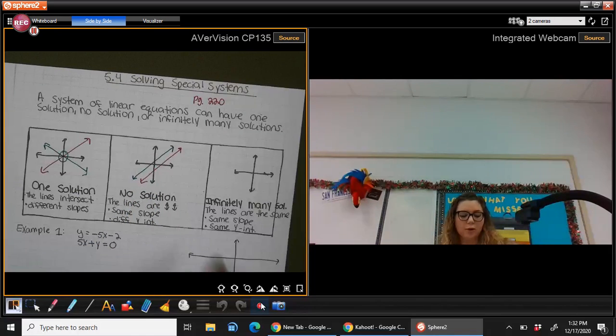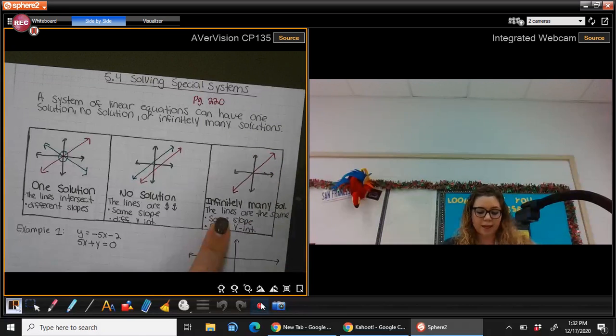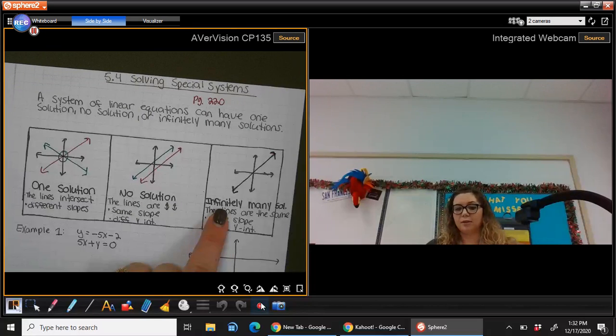Or you can have infinitely many solutions, and this means there are numerous points that make both equations true. When you have this, it's going to be the same line. So when you graph it, it's going to look like you have one line. You're going to have the same slope and the same y-intercept. As soon as you realize that it's the same line, you probably don't even have to graph it. You can automatically say, oh, it's one line, so it has infinitely many solutions.